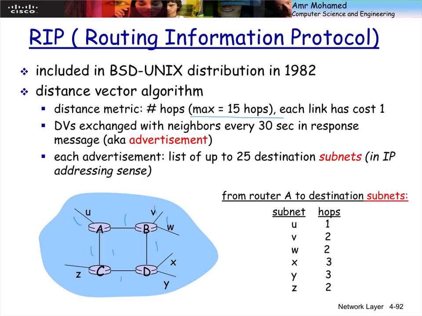So the maximum number of hops, I mean the number of packet forwardings, is 15. The main reason for this 15 is the count to infinity problem, so we have to define infinity. For the routing protocol, infinity is actually 16. For RIP, it's actually 16.